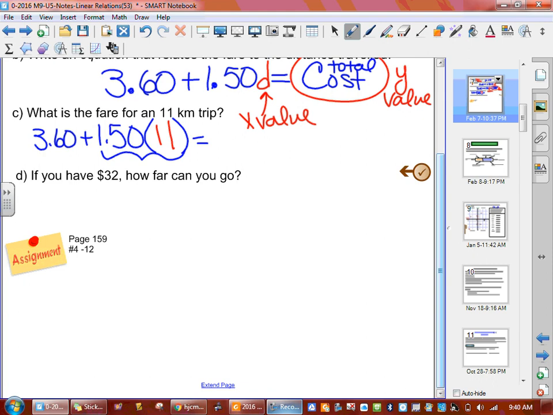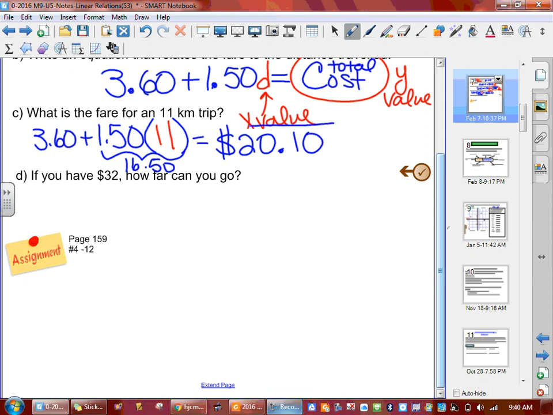So that means 0.5 is 50 cents. Now you have to add. So you're going to take $3.60 and add it to $16.50. And that's going to give you a total cost of how much to go 11 kilometers. $20.10. Good. So remember, you would have gotten an answer of 20.1, but we're talking money. So you must put the 0 at the end because that's dollars and cents. So it's going to cost $20.10 in order to go 11 kilometers.